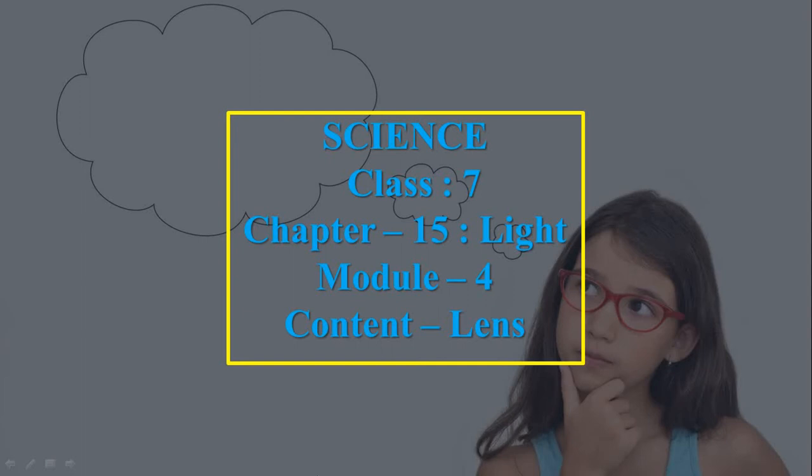In the first three videos of this chapter, we have discussed the reflection of light, rectilinear propagation of light, and the image formed by the plane mirror, and we have also discussed the different spherical mirrors. In today's video, we are going to discuss the lens. So let us begin the video.